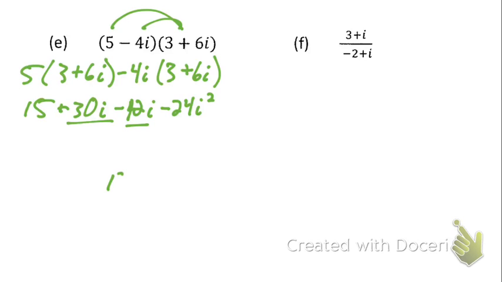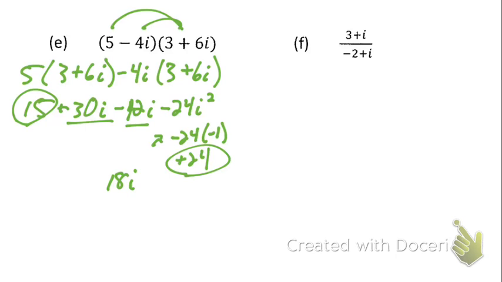These 2 middle ones, I'm going to take care of those first. That gives me my 18i. Then I'm going to look right up here because I have negative 24 times negative 1, because i squared is negative 1. So that's going to be positive 24. Good. We're adding 2 positive numbers. Nothing could be better. So I have 39 is my real part. My imaginary part is 18i. Done.